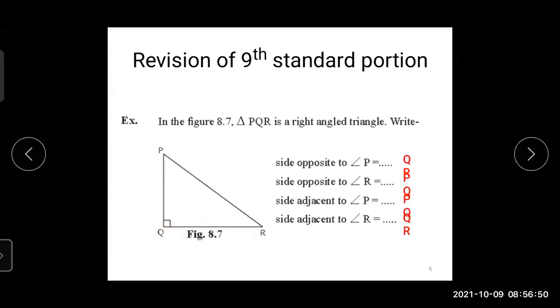See here now, in the right angle triangle, first is the side opposite to angle P. Opposite to angle P, you will see QR. Then the side opposite to angle R will be PQ. Then the side adjacent to angle P is PQ. And the side adjacent to angle R is RQ or QR.